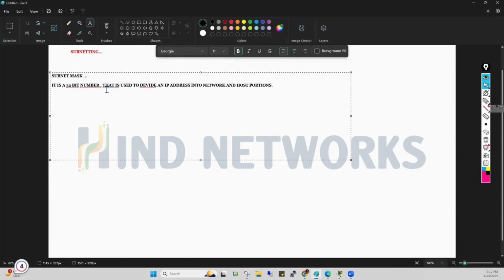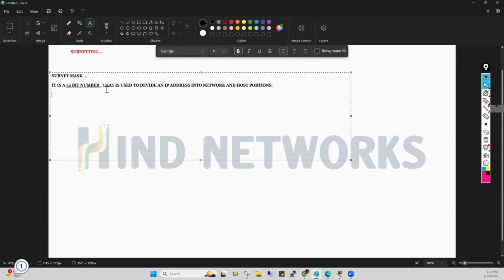When I teach you the IP address, at that time I already told you IP address is made up of two things. First one is called network portion and second one is called host portion. Right? Now, the thing is, how can we identify that is the network portion and that is the host portion? So the answer is by the help of subnet mask. So what is the size of subnet mask? The size of subnet mask is 32-bit and subnet mask is basically used to divide an IP address into network and host portion. Clear guys?